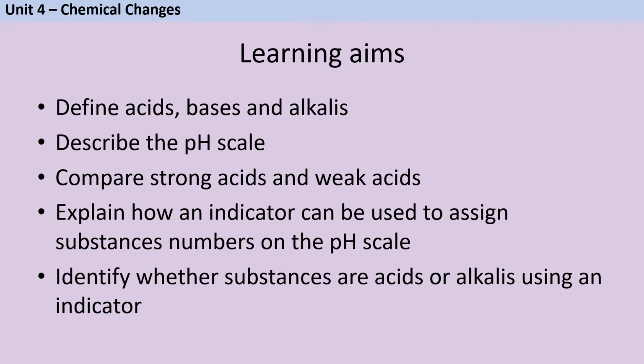In this video, we're going to define the key terms acids, bases and alkalis. We're going to describe what we mean by the pH scale, compare strong acids to weak acids, explain how an indicator can be used to assign substances numbers on the pH scale, and finally use those indicators to identify whether substances are acids or alkalis.